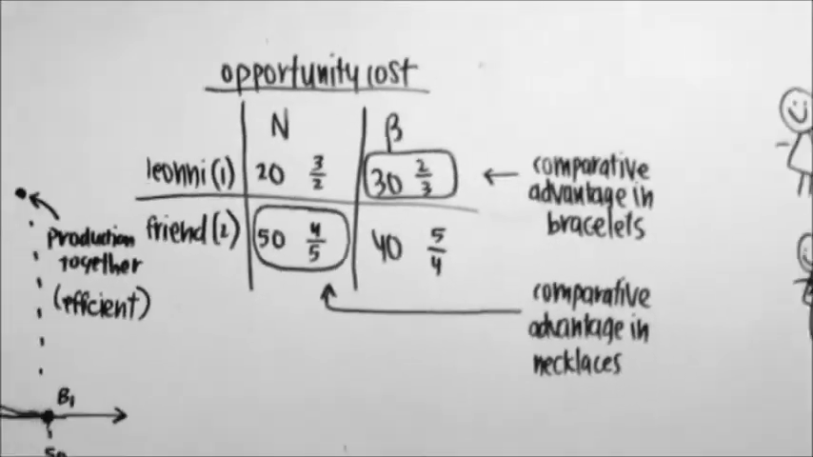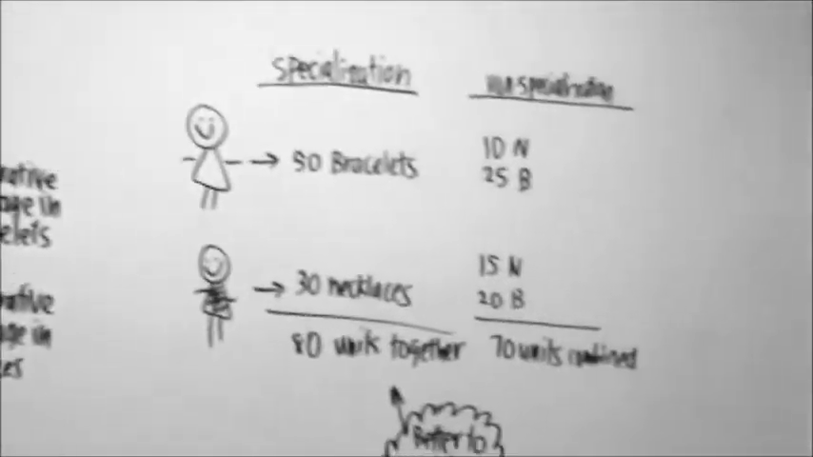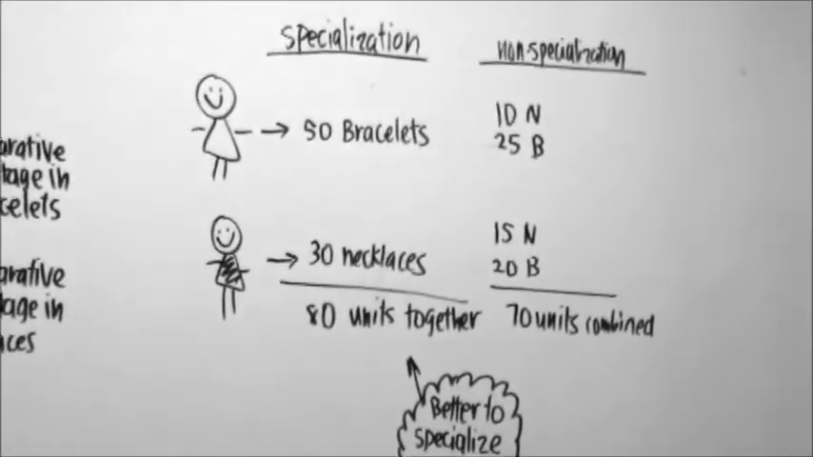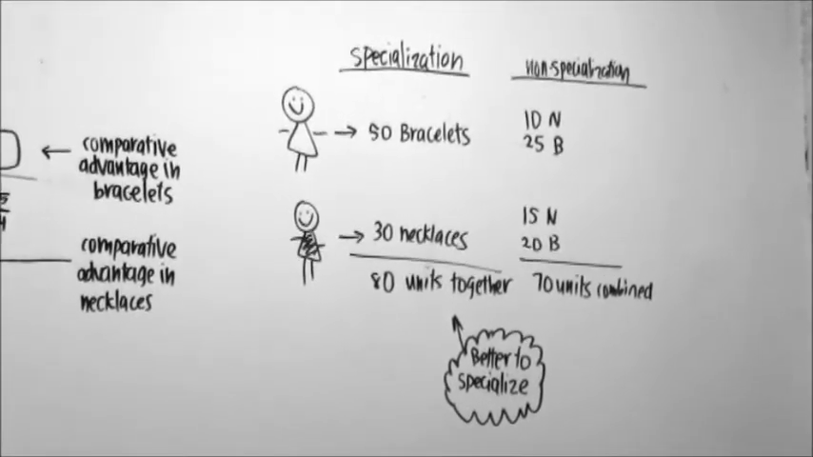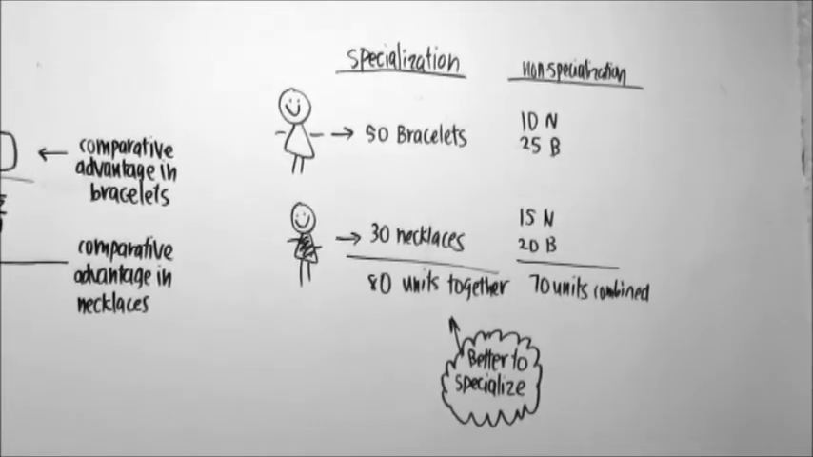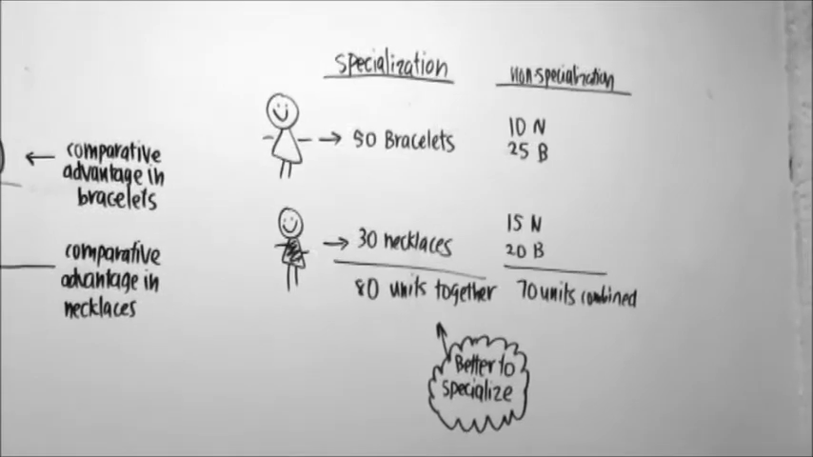If together we both only make what we are better at making and specialize, together we can make 80 units. This is more than what we could make alone if we both try to split up the time to make both. If we were to split up our time together, we would only make 70 units.